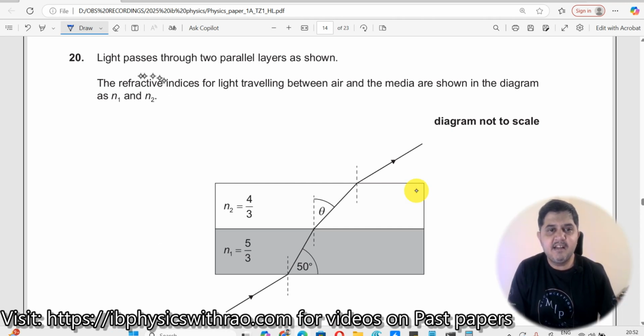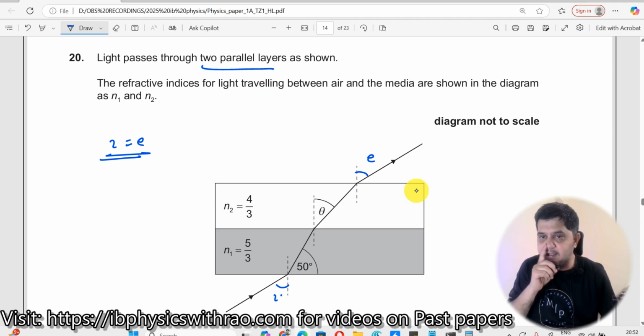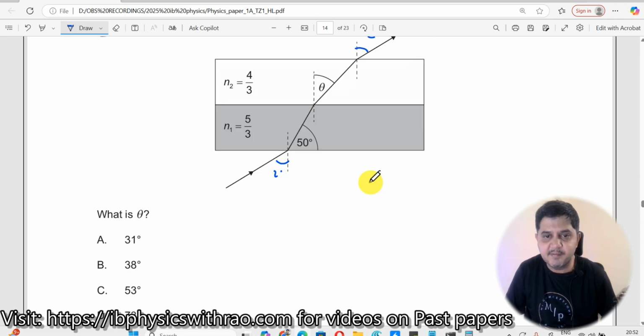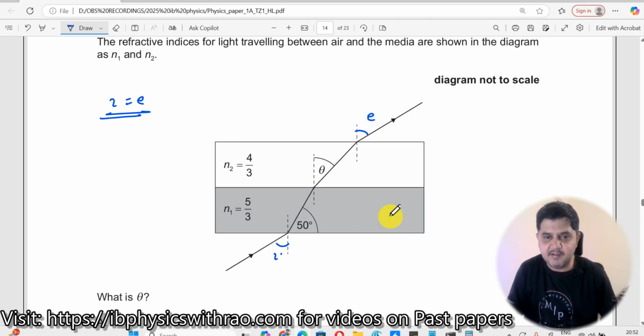Question number 20: light passes through two parallel layers as shown. Okay, two parallel layers means what? This angle of incidence i and this emergent angle are equal. The refractive indices for light traveling between air and the media, as shown in the figure, are n1 and n2. Okay, what is theta? Oh, that is quite easy.